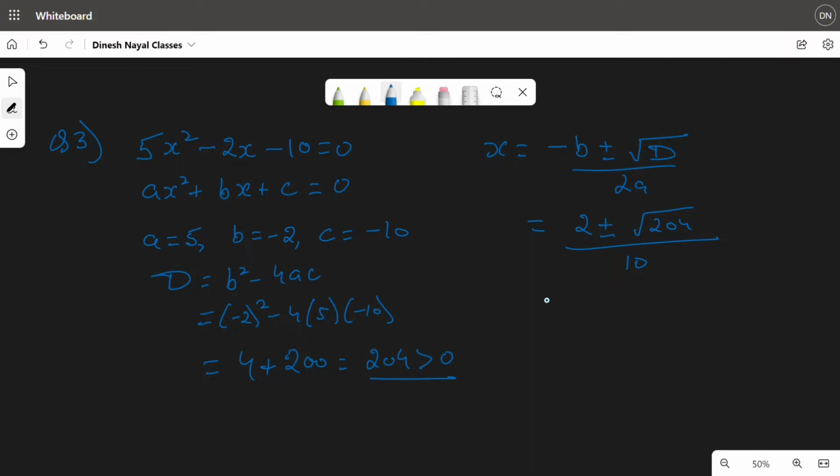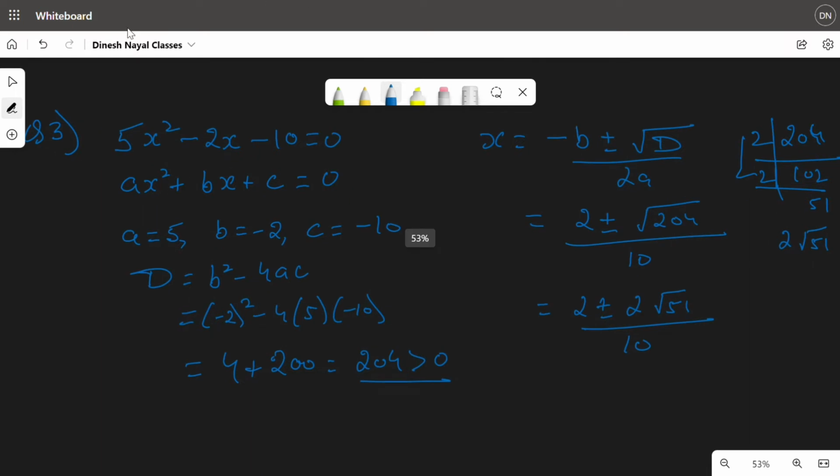Now how can you write under root 204? Let's solve this first. See, 204, we start factorizing it. Divided by 2, that will be 102. Again divided by 2, that will be 51. So we have just one pairing of 2. So what we do, we write 2 into root 51. So under root 204 is 2 root 51. I'm writing it over here, which is equal to 2 plus minus 2 root 51 upon 10.